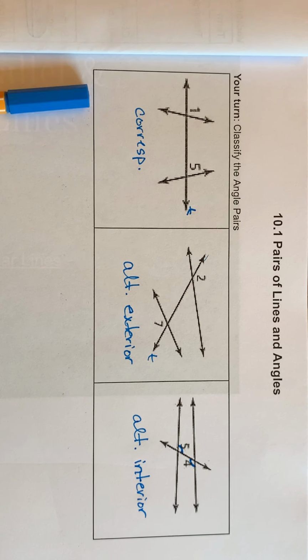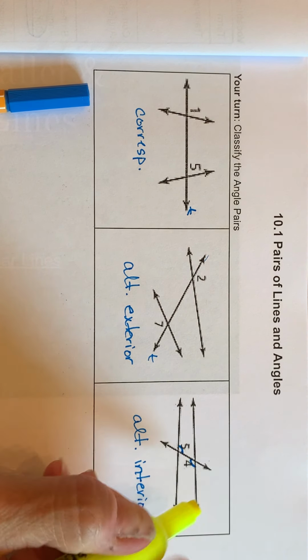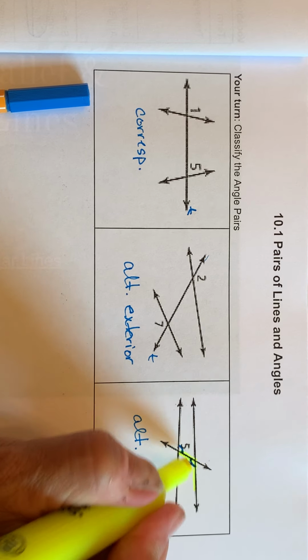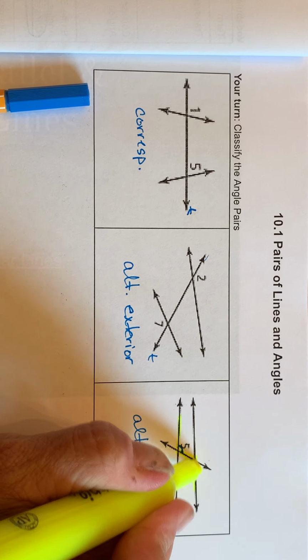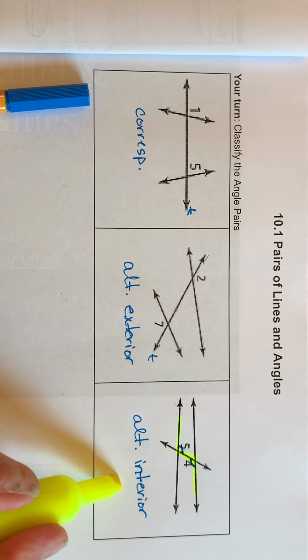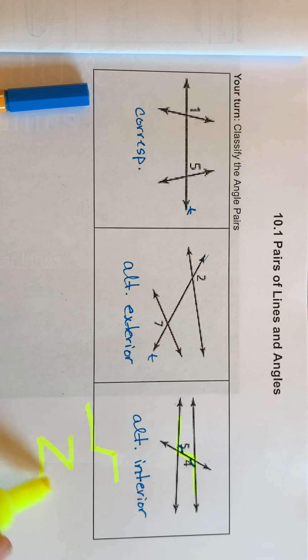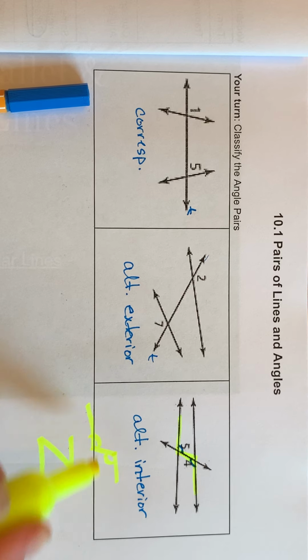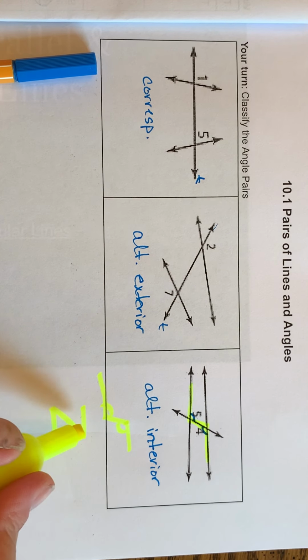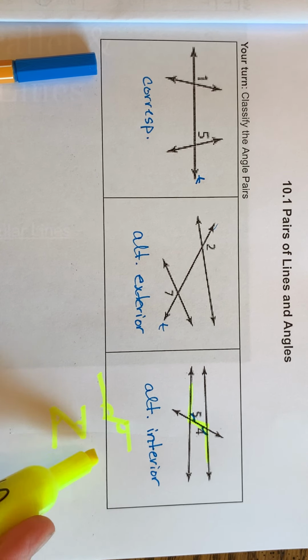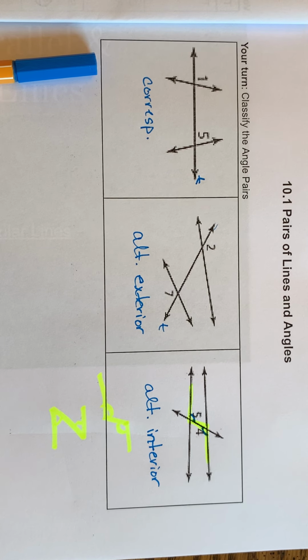Alternate interior angles sometimes make a Z. The Z isn't always like a Z. Sometimes it can look more like an N or be upside down. But when you have a Z, whether it looks like this or like that, if they're in the little corners of the Z, they are considered to be alternate interior angles.